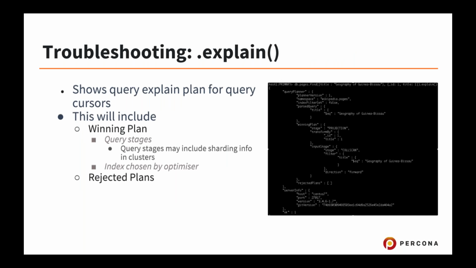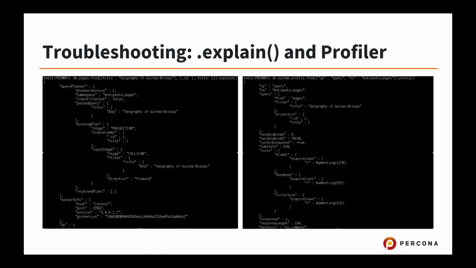The explain cursor function, which there's an example of on the right here, you can add to the end of any find query. It will show you what the query planner is actually doing to execute the query, much like other databases again. And you'll see not only the winning plan, but also the plans that were rejected, what indexes, and kind of why the optimizer thought this was the best index or the best way to perform the query.